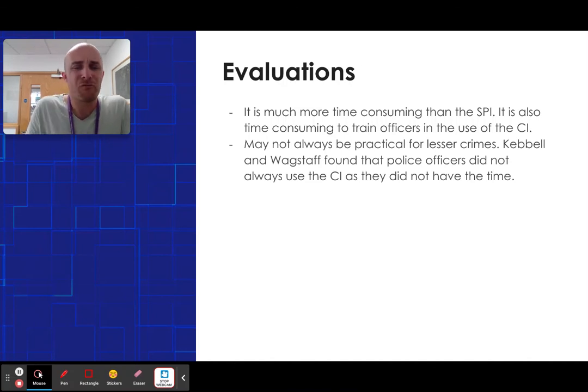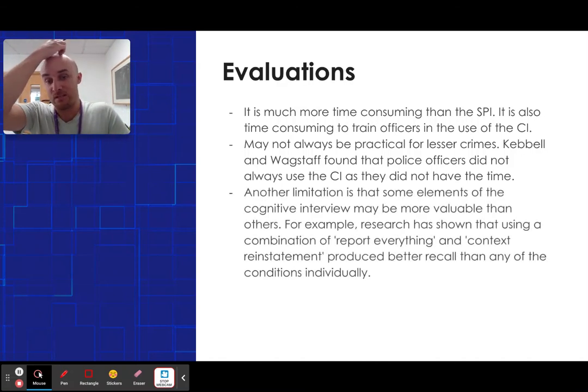It may not always be practical for lesser crimes. So, for example, if you see someone rob a shop, is it worthwhile doing a cognitive interview? Staff hours are limited in the police. So is it really worth it? Murders, yeah, sure. Sexual assault, absolutely. Robbing a Snickers from a corner shop, probably not really worth it, to be honest with you. So police officers did not always use the cognitive interview, as quite frankly they didn't have the time.